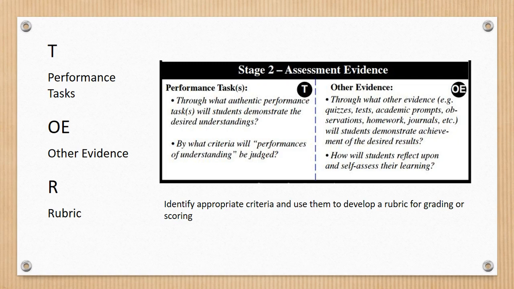Again, one of those question prompt things that I found talks about the authentic performance tasks that demonstrate student understanding, and also the criteria by which the performances of understanding will be judged, that being the rubric. And then the other evidence, whether it's homework or different things, to be able to determine. Those might include more of the factual kinds of things, versus things like performance that would show the transfer of knowledge, and also being able to have students reflect and do a self-assessment of their learning.